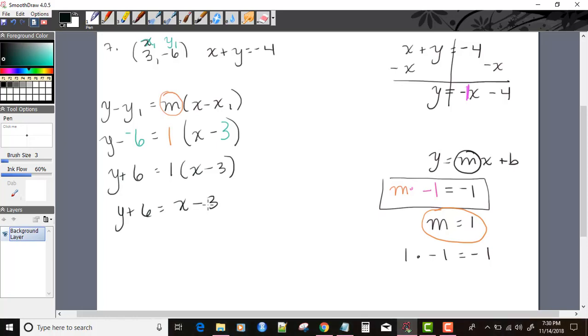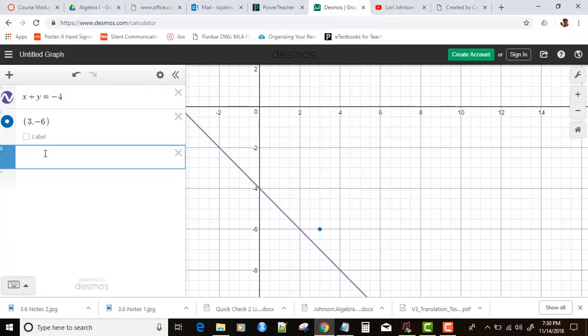Let's go and see if this equation, y plus 6 equals x minus 3, is truly correct. Yeah. So the equation I came up with, y plus 6 equals x minus 3, is perpendicular to the purple line, and it goes through the point (3, -6). So this green line, the line that I just wrote, is perpendicular to the purple line, and the green line goes through the point that's given.